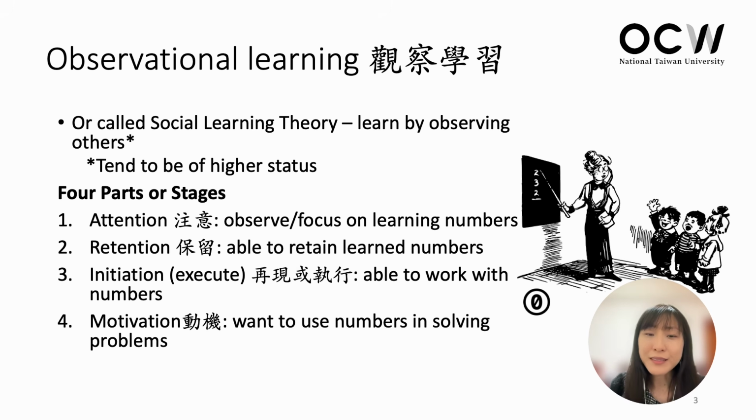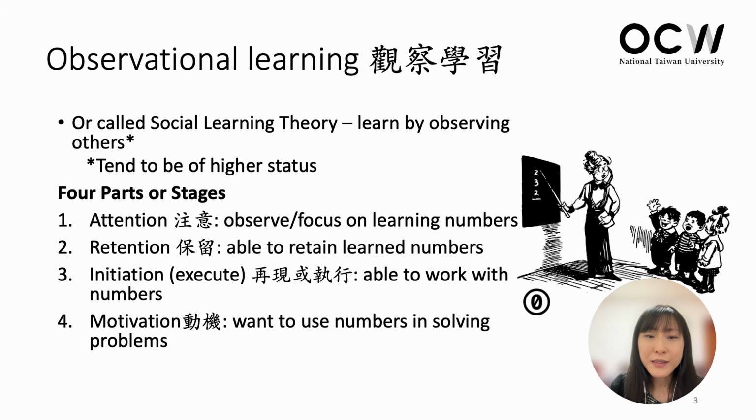The first one is attention. This is simply the fact that the observer must be focused on the task being learned, like focus on learning numbers here. And retention is that the observer must be able to retain the learned information in memory, like those students here are able to retain learned numbers.